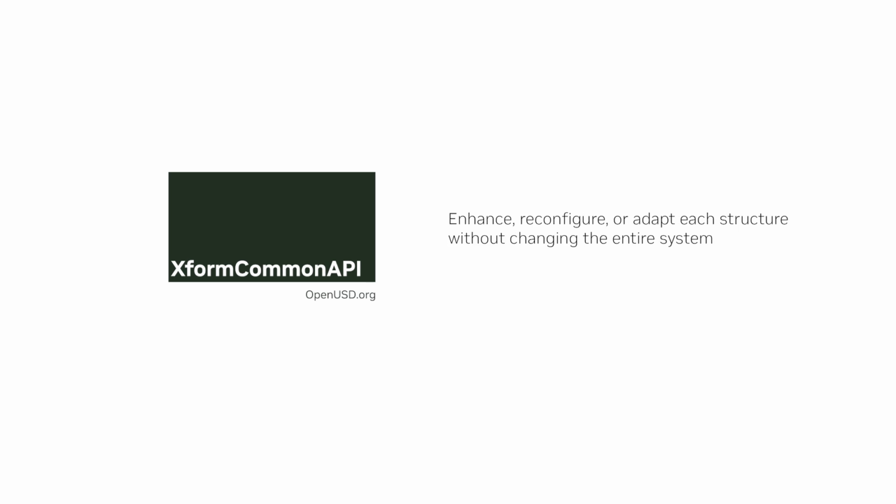The goal of the API is to enhance, reconfigure, or adapt each structure without changing the entire system. This approach allows for flexibility and customization by focusing on the individual parts rather than the whole. This is done by limiting the set of allowed basic operations and by specifying the order in which they are applied.